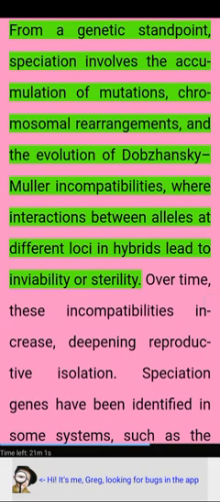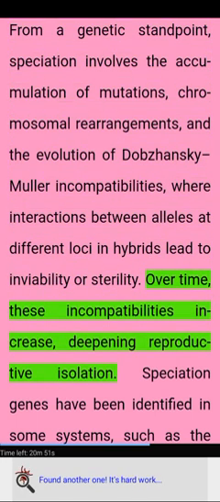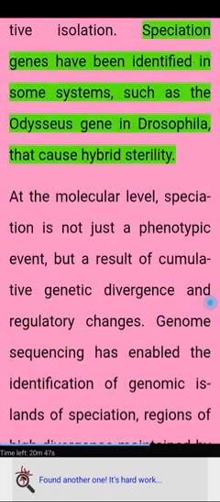From a genetic standpoint, speciation involves the accumulation of mutations, chromosomal rearrangements, and the evolution of Dobzhansky-Muller incompatibilities, where interactions between alleles at different loci in hybrids lead to inviability or sterility. Over time, these incompatibilities increase, deepening reproductive isolation. Speciation genes have been identified in some systems, such as the Odysseus gene in Drosophila, that cause hybrid sterility.